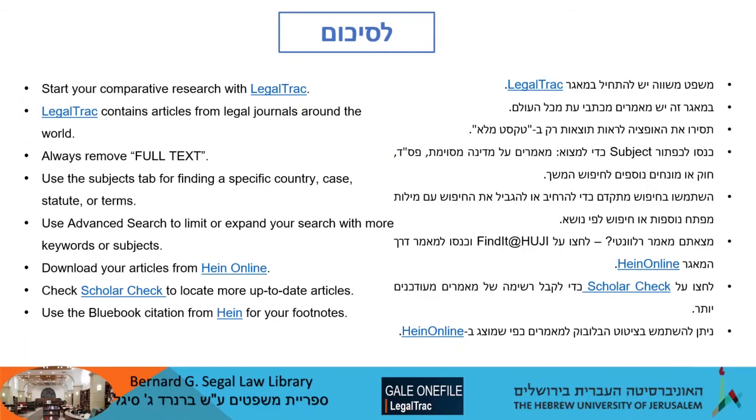For review, start your comparative research with LegalTrac. LegalTrac contains articles from legal journals around the world. Always remove full text. Use the Subjects tab for finding a specific country, case, statute, or term. Use the Advanced Search to limit or expand your search with more keywords or subjects. Download your articles from Hein Online. Check ScholarCheck to locate more up-to-date articles. And use the Bluebook citation from Hein for your footnotes.